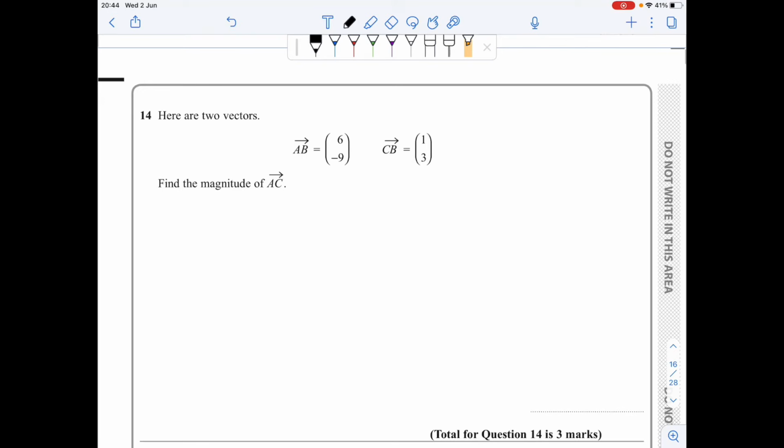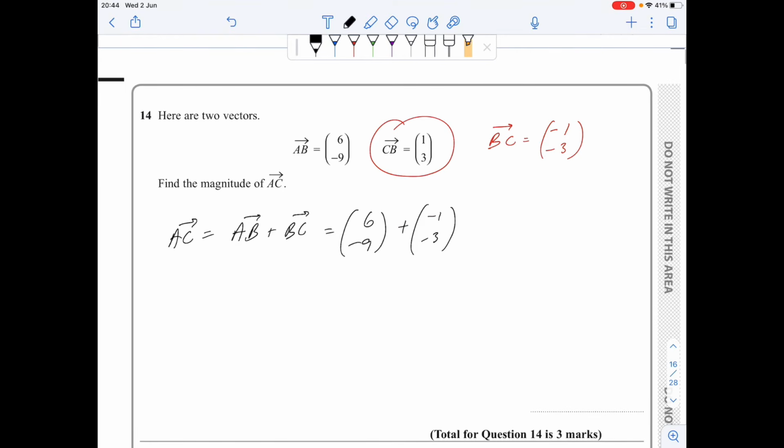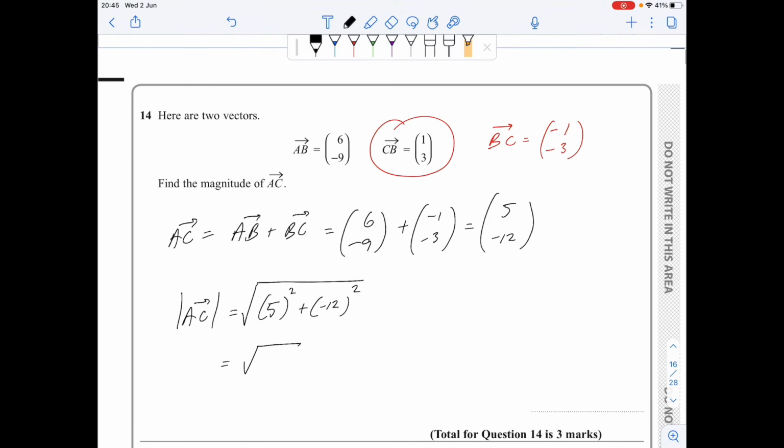In this question, I need to find the magnitude of AC. First, let's find AC. So AC is A to B, and then from B to C. Note that from C and B I can find BC, which is exactly the reverse, -1, -3. So this is equal to 6 minus 9 plus -1 minus 3. So I've got 5, -12. So the magnitude of AC, let's denote this with two vertical lines, is equal to the square root of 5 squared plus -12 squared. So if you do the calculation, that's the square root of 169, which is equal to 13.